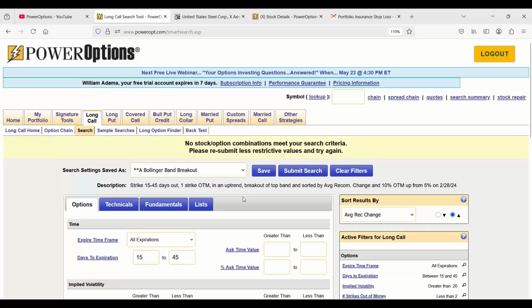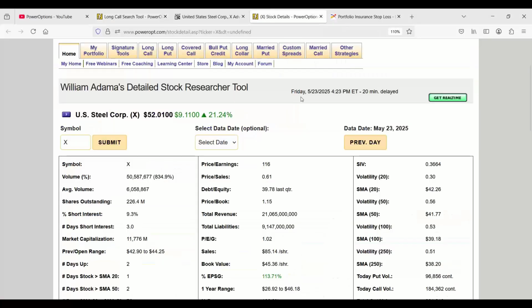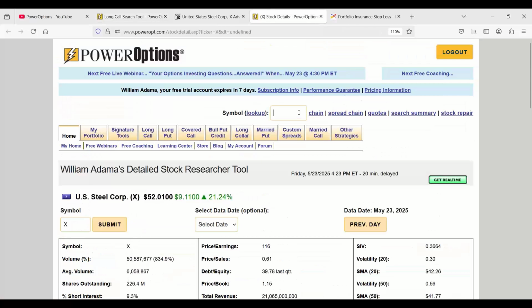Now, is it worth it? Does this make any sense? Hey, this is what we do. I'm going to take a look at SPY real quick, and I just want to look at the quotes.